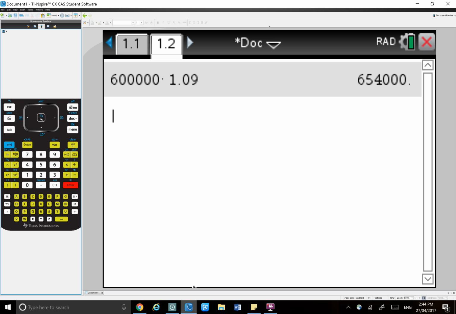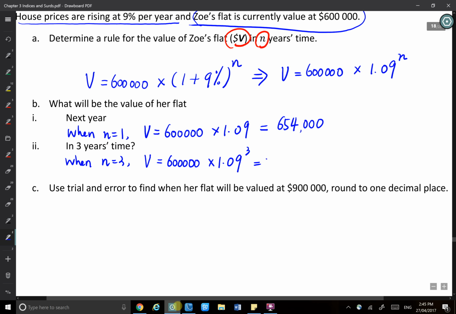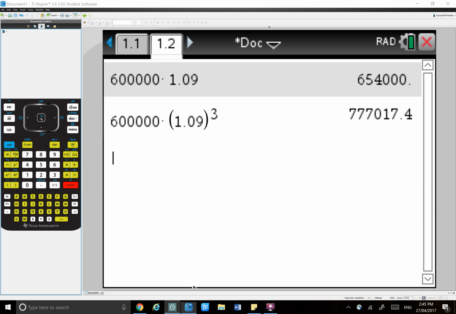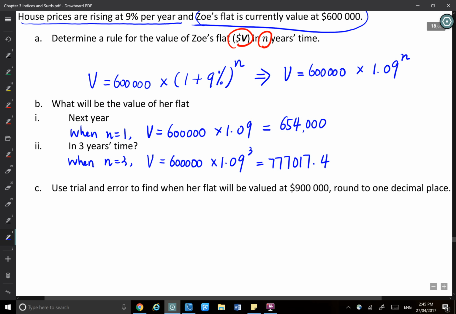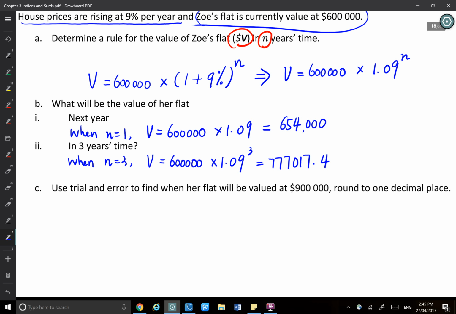I can just highlight this part and press enter to copy it down and edit it. So to the power of 3, you don't need to type everything again. You have 777,017.4. That's in 3 years time.